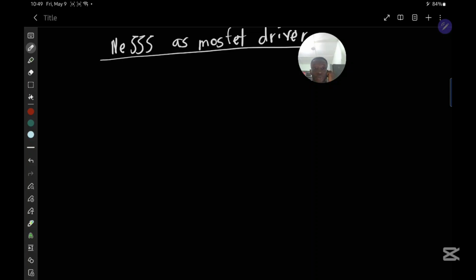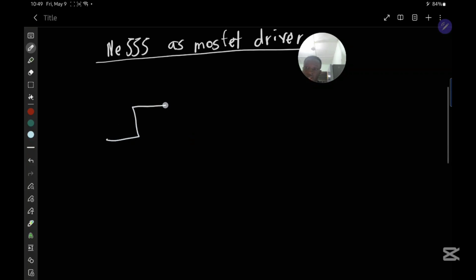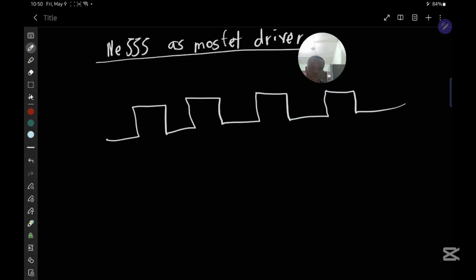So PWM, what's PWM? PWM is also known as Pulse Width Modulation, and it's only for DC signals. So for me to explain what PWM is, we have to understand how a DC signal looks. A DC signal typically looks something like this. So squares. This is how a DC signal looks.